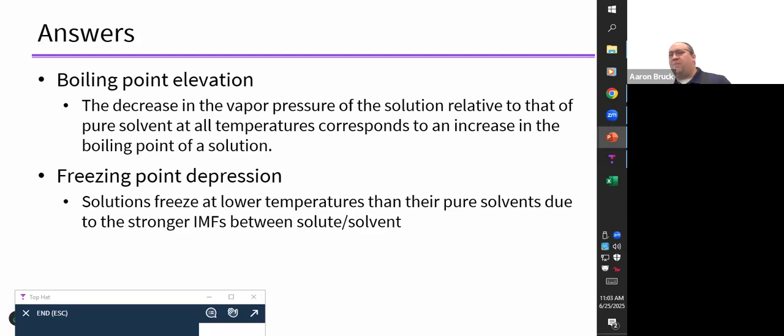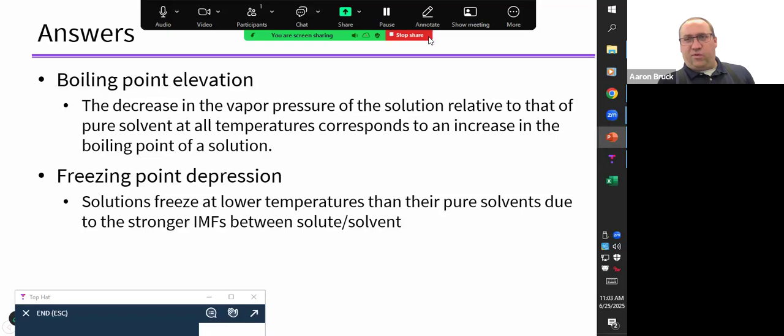The concepts, and we'll talk about these starting tomorrow, are what are called boiling point elevation. That is the raising of boiling point because of the lowering of vapor pressure caused by intermolecular forces inside of the solution versus the solvent by itself. And freezing point depression, the other side of the spectrum, where solutions are going to freeze at lower temperatures than their pure solvents because of those same intermolecular forces that are keeping them together. So that is where we will end for today.